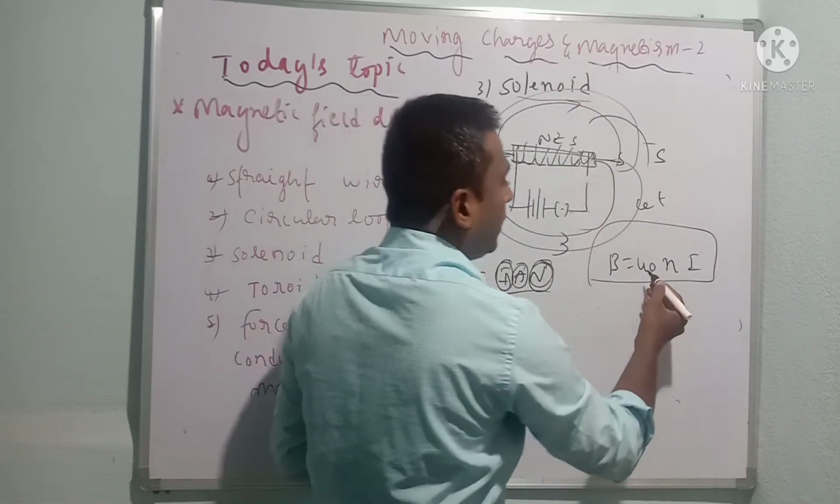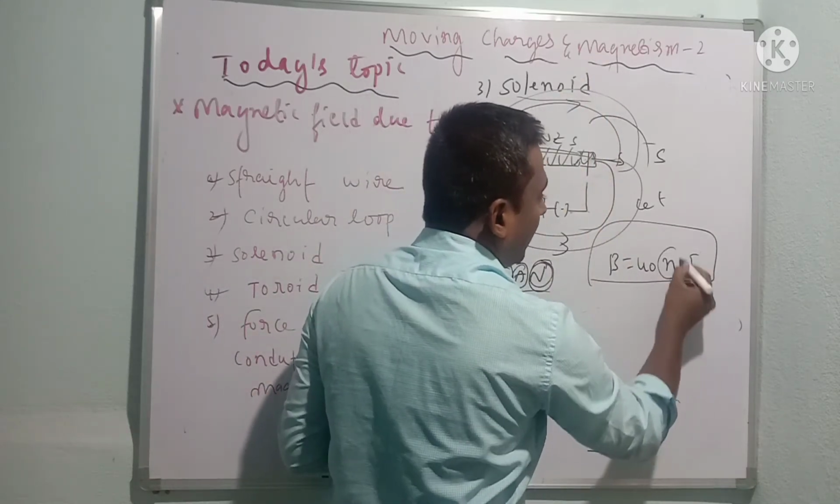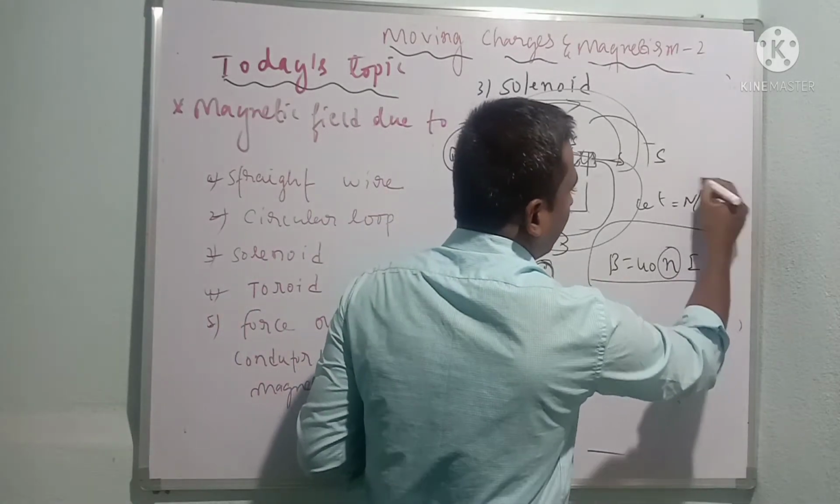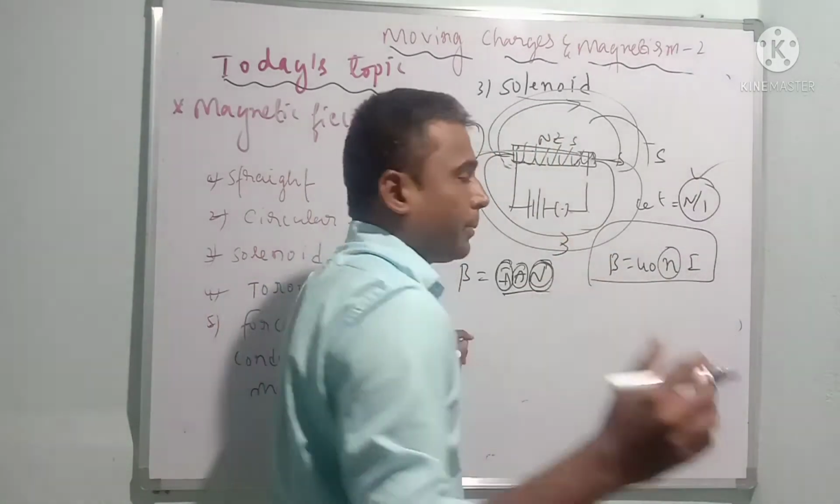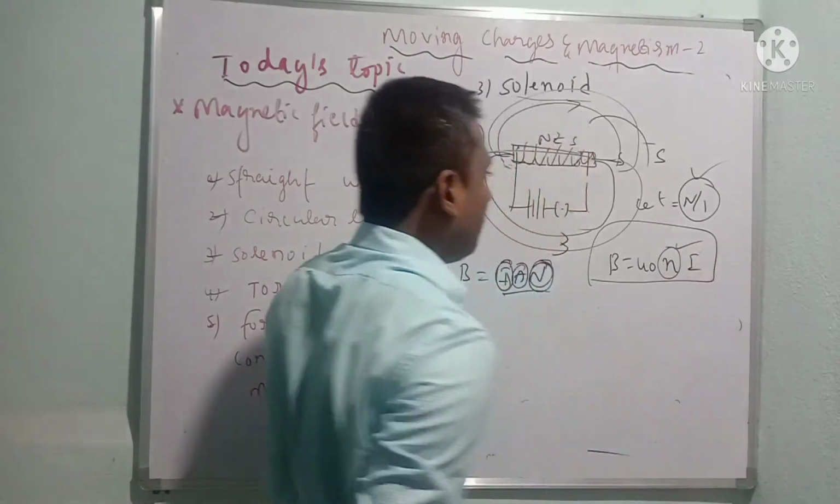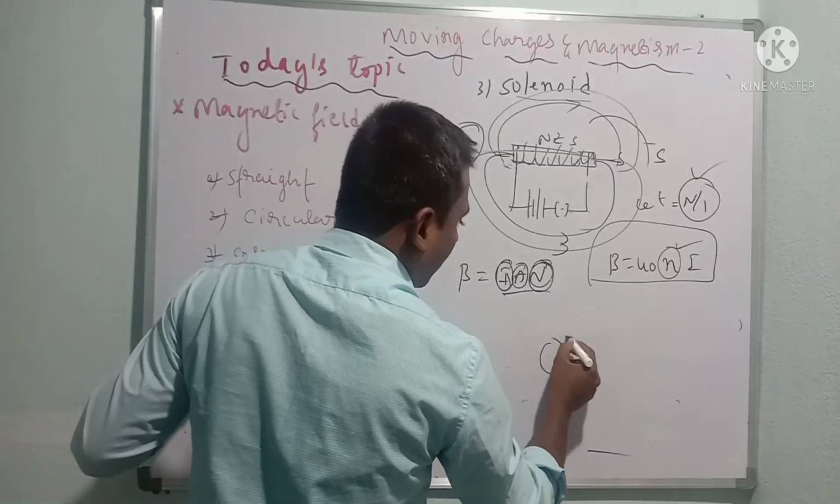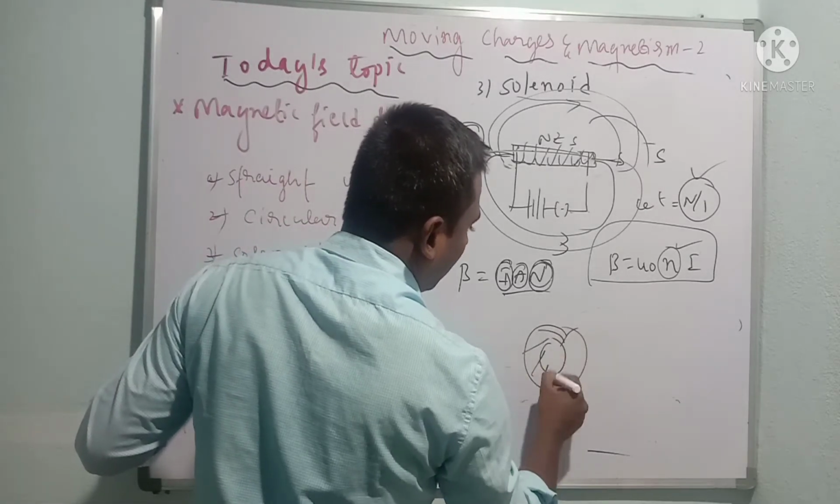Very important for CET: the magnetic field due to a solenoid is given by mu naught times n I. Here n means the number of turns per unit length, so we can write it as N by L. In the exam they will give the number of turns per unit length. Very useful, please remember.